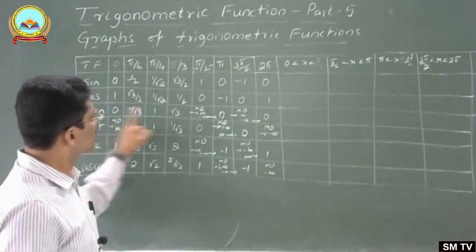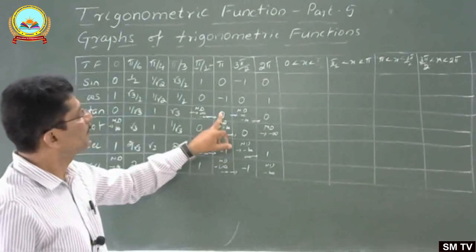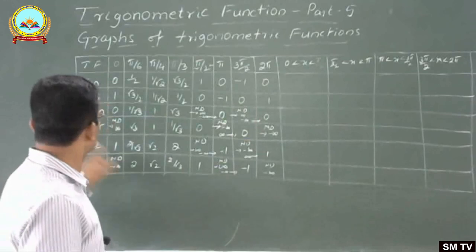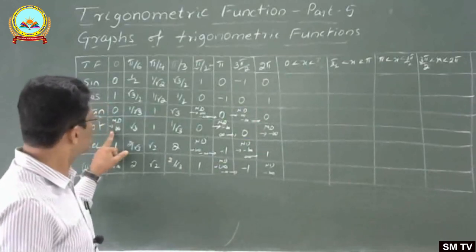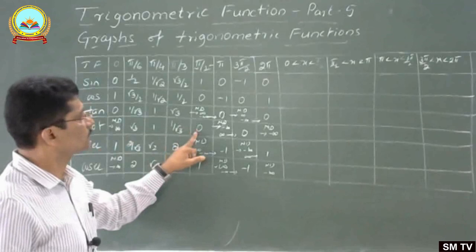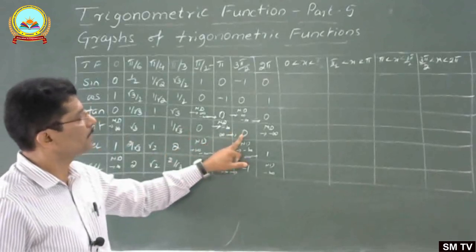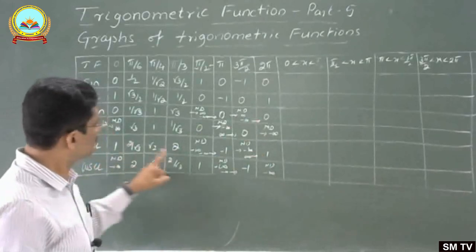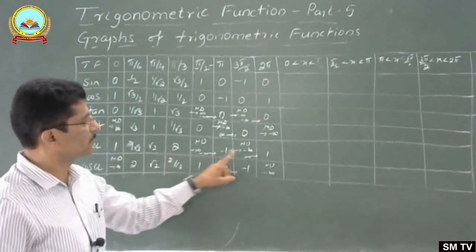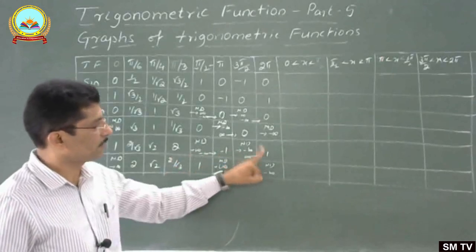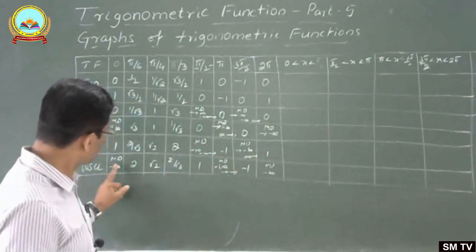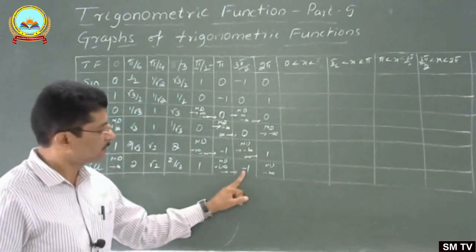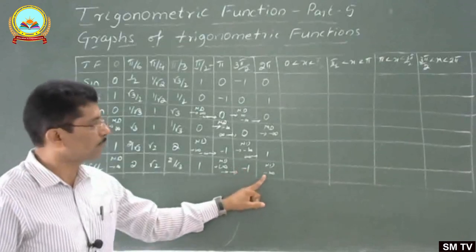Tan function: 0 is 0, pi by 2 is not defined, pi is 0, 3 pi by 2 is not defined and 2 pi is 0. Cot function: 0 is not defined, pi by 2 is 0, pi is not defined, 3 pi by 2 is 0 and 2 pi is not defined. Secant function: 0 is 1, pi by 2 is not defined, pi is minus 1, 3 pi by 2 is not defined, 2 pi is 1. And cosecant function: 0 is not defined, pi by 2 is 1, pi is not defined, 3 pi by 2 is minus 1 and 2 pi is not defined.